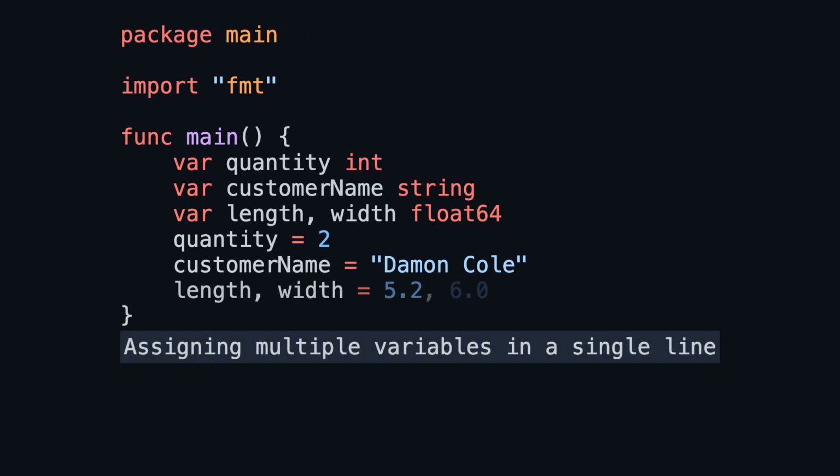Go also allows us to assign values to multiple variables in a single line. Here, we assign 5.2 to length and 6.0 to width. This efficient approach keeps our code tidy and easy to read, especially when dealing with related data.